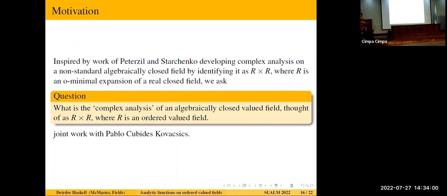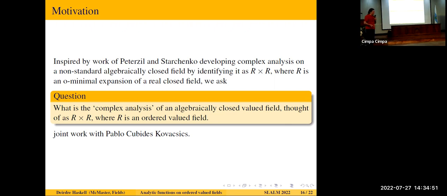So in the early 2000s, Peterson and Starchenko had this very beautiful work where they said, well, let's try to understand the complex analysis of a non-standard algebraically closed field. And what they did was to think of it as R cross R, where R is a non-standard real closed field. To look at the complex analysis, they looked at precisely these restricted analytic functions, and then used the fact that that theory is O-minimal, in order to be able to understand limit properties of the functions, and to develop a complex analysis. So this is a very remarkable piece of work.